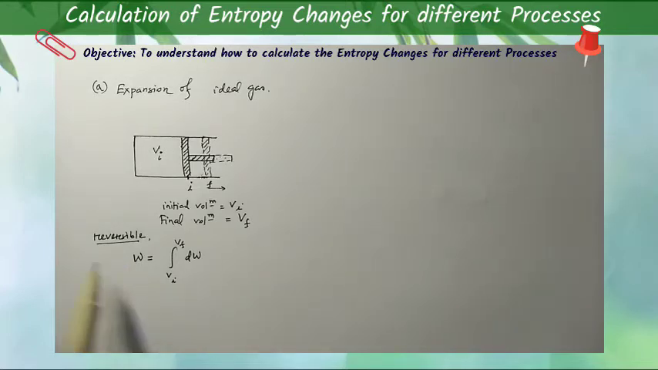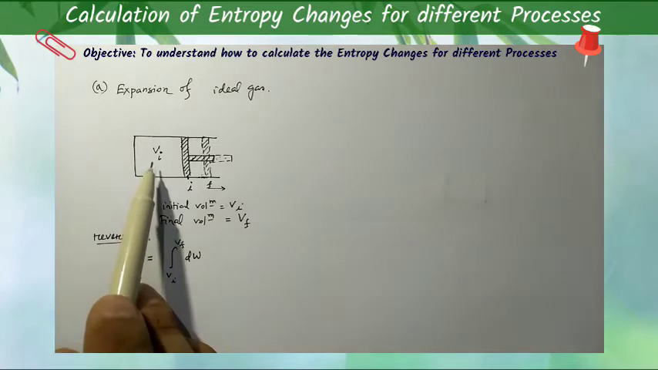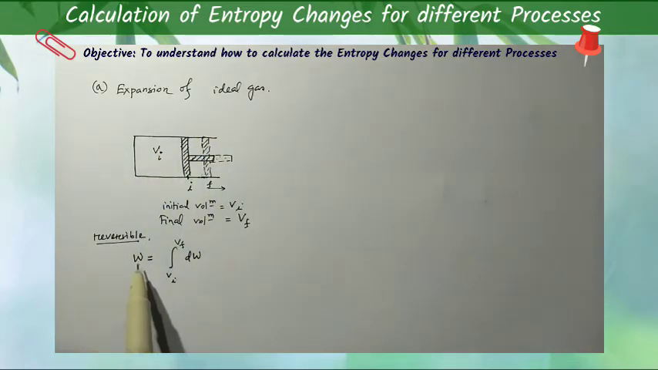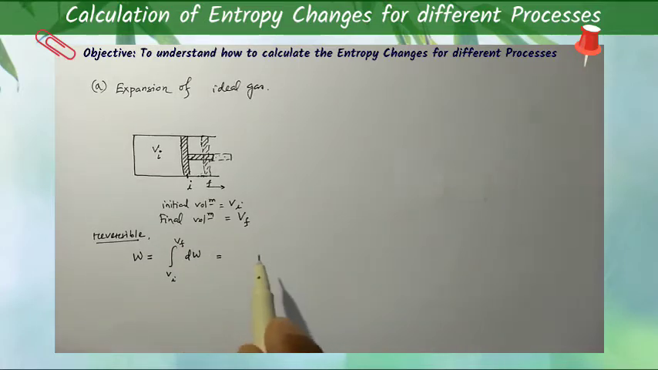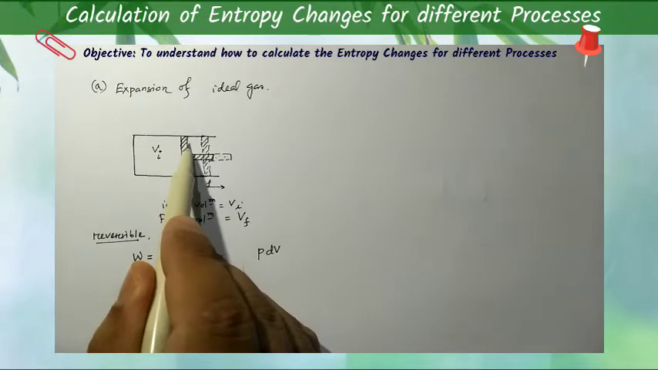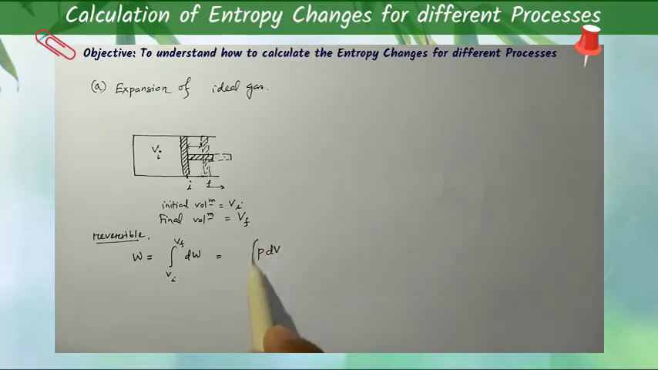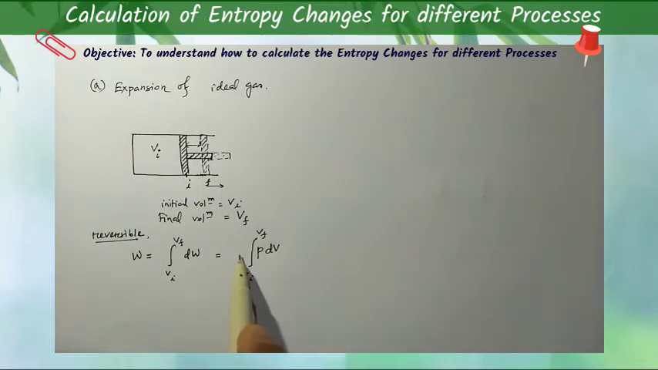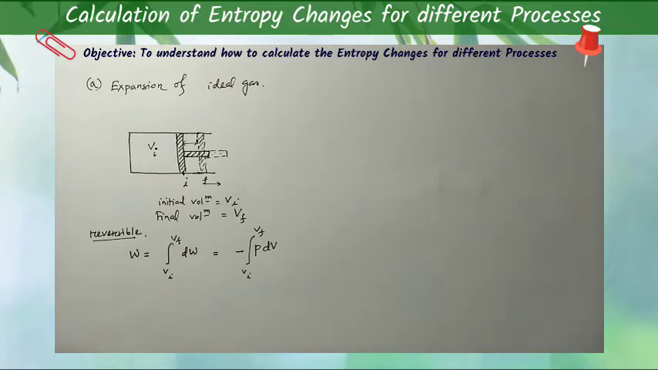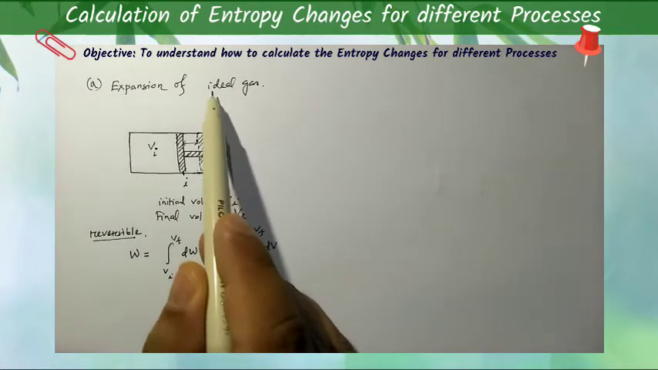So W total is the total work done by the system. That means the work done by the ideal gas when the expansion occurs is W equal to the integration from V initial to V final of dW. We know that dW is actually P dV, where dV represents the change in volume. Here it is the integration of dV, so the integration from Vi to Vf. But this work is done by the system, so we have to add a negative sign here.